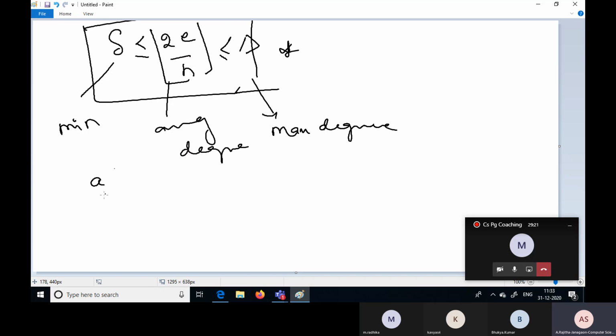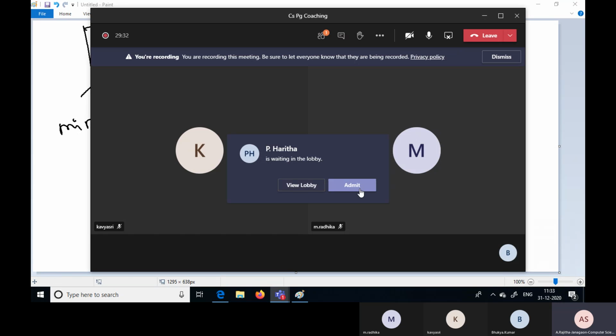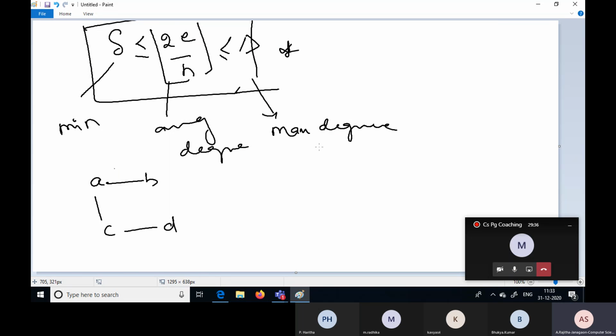Suppose here this is some graph with vertices like A, B and C. In this graph, what is the degree here? 3. And what is the degree with the self loop? 3. Here 2, here 2. Self loops can be counted as 2 times.